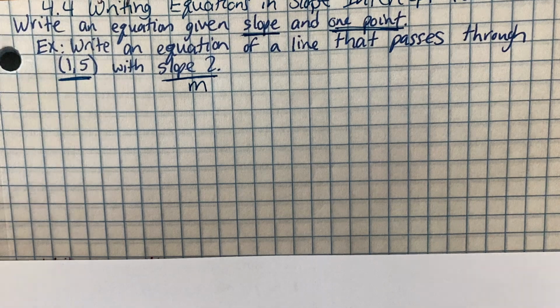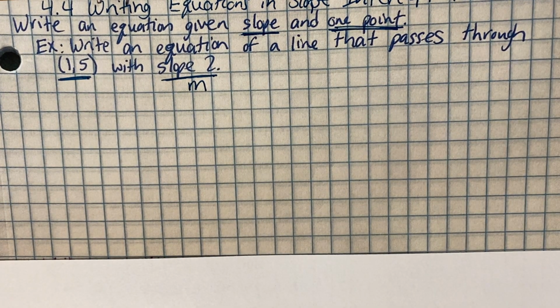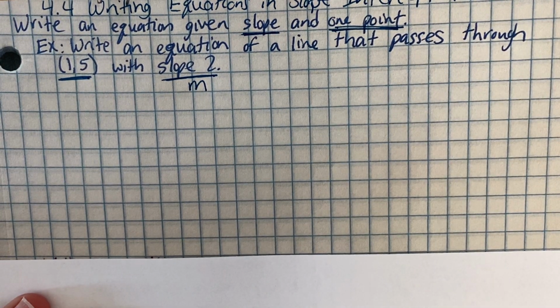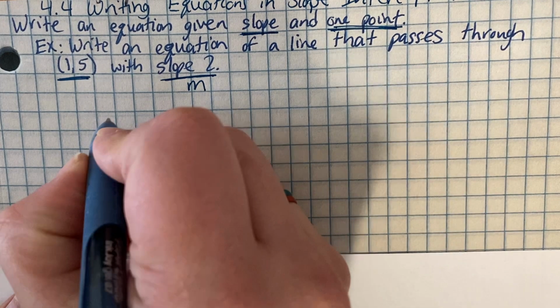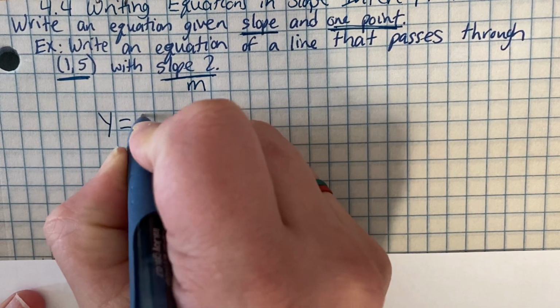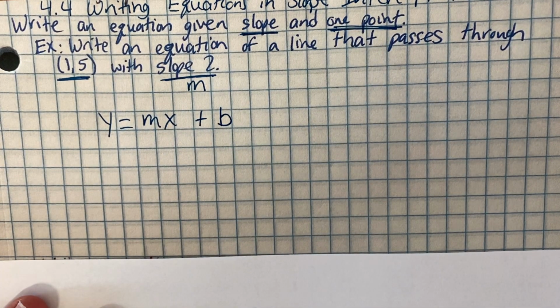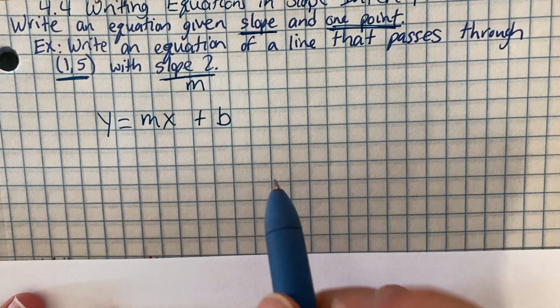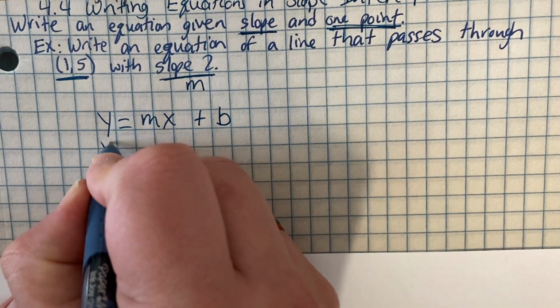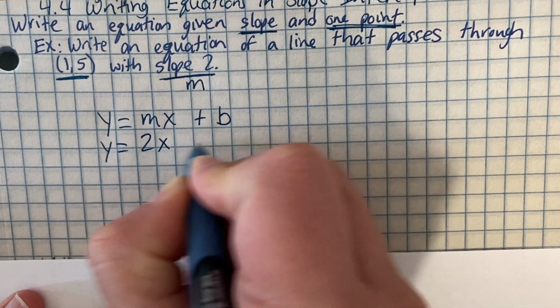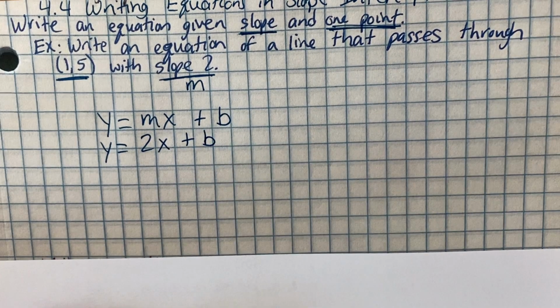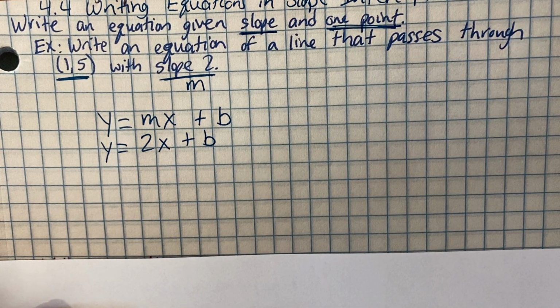Okay, if you need to write stuff down, feel free to pause. I'm just going to keep working. We know that we want slope-intercept form, so I'm going to use our y equals mx plus b, and I'm going to fill in what I know. So as of right now, I know that my slope is 2. Okay, we know that the slope is our m, and that is a 2, so I filled that in.